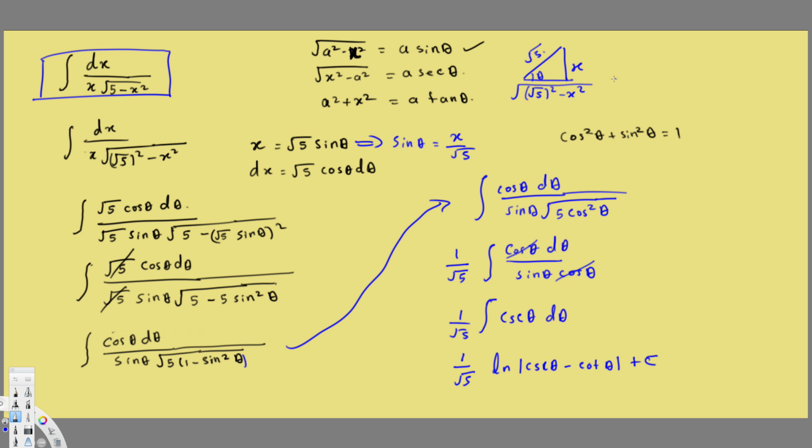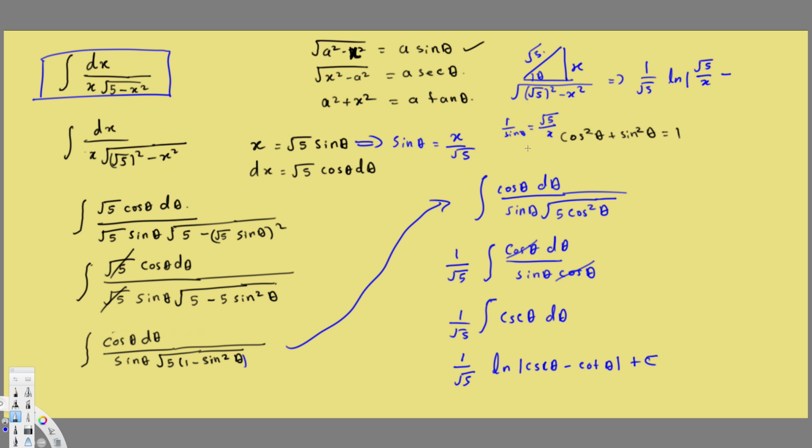So let's write this down. First we have 1 over root 5 ln cosec theta. Cosec theta is the reciprocal of sine theta, because 1 over sine theta is cosec theta, right? Sine theta is opposite over hypotenuse, so cosec theta is going to be hypotenuse over opposite, root 5 over opposite x. That's what I'm going to write here: root 5 over x, minus cot theta.